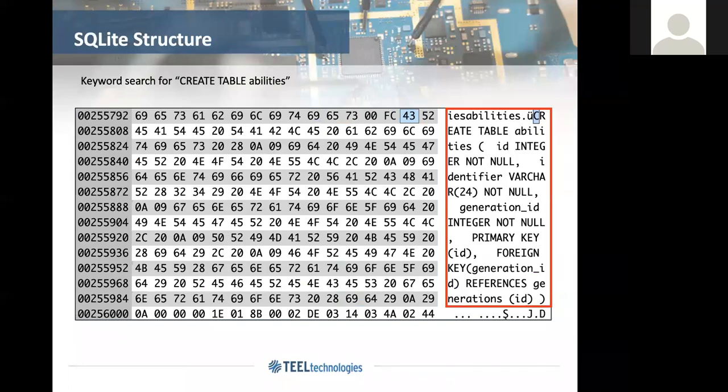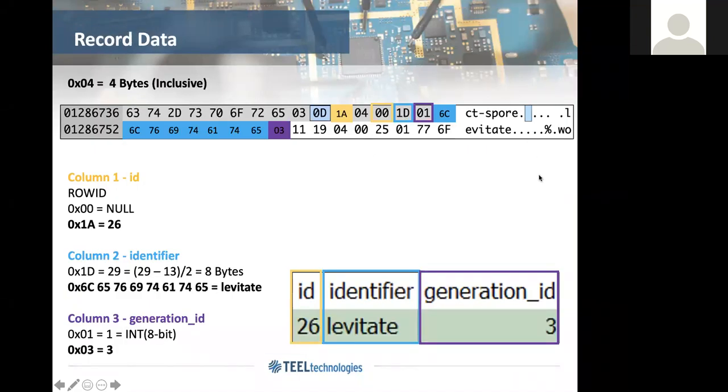If you go back to that first page where it says create table abilities, this is the standard structure of how SQLite databases are created. It's going to say create table abilities. Then you're going to have an open parenthesis, and it's going to give you the columns, and they're all going to be separated by a comma. So I know that the first column is the ID column, the second column is the identifier column, and the third column is the generation underscore ID column. So if you go back to your screen, you know what the column data means and how to carve it.